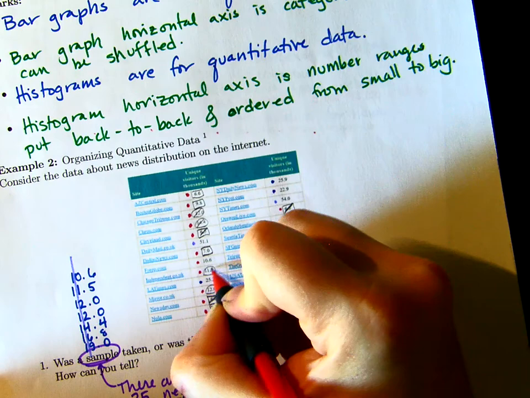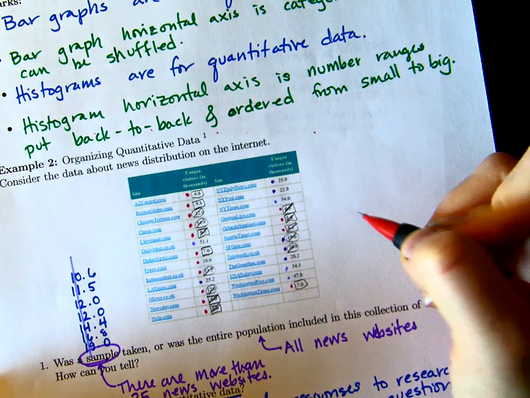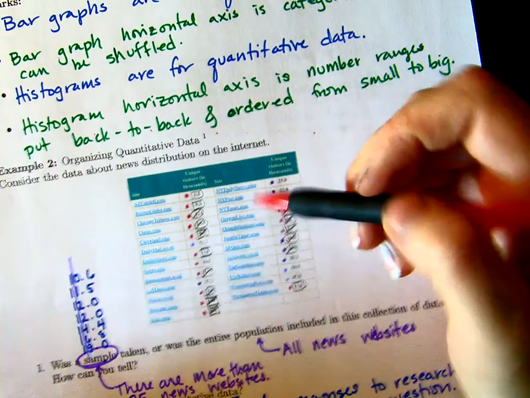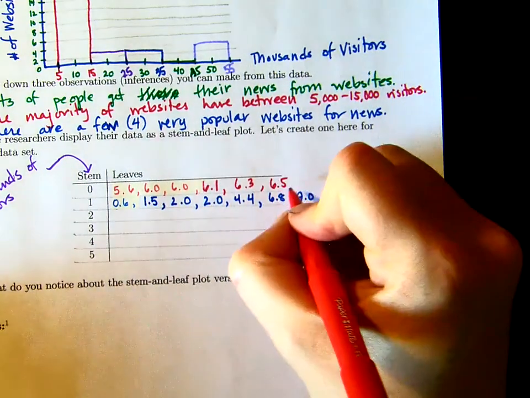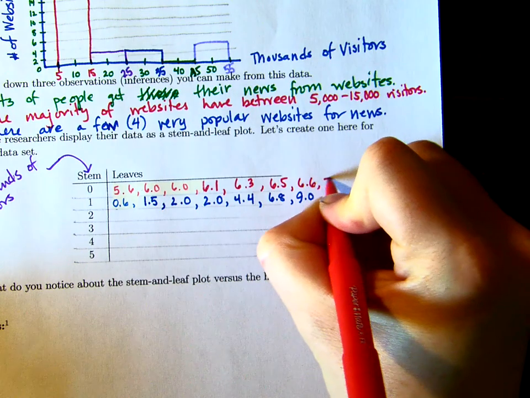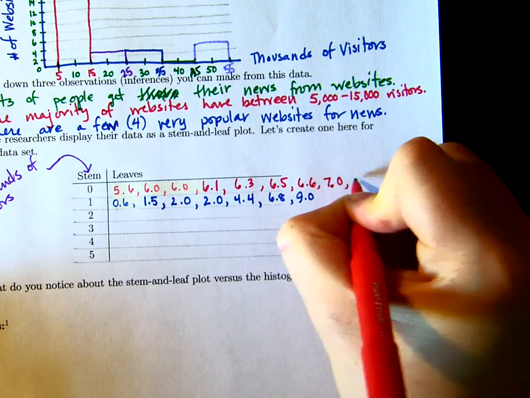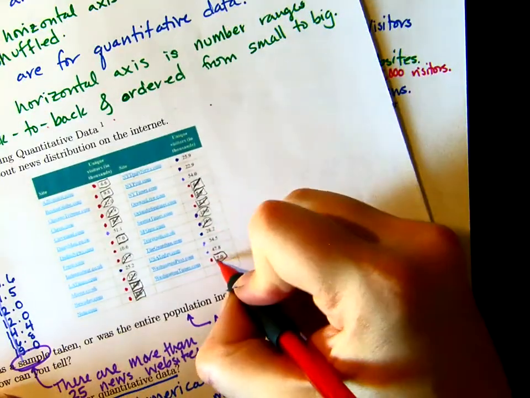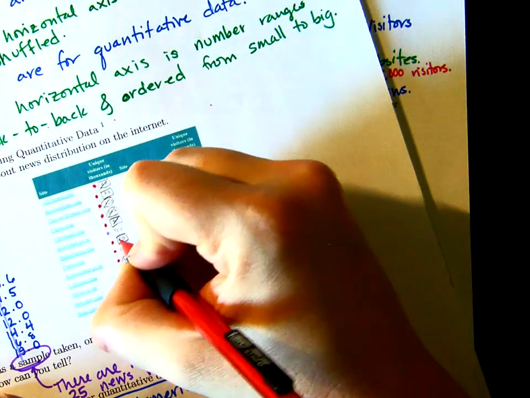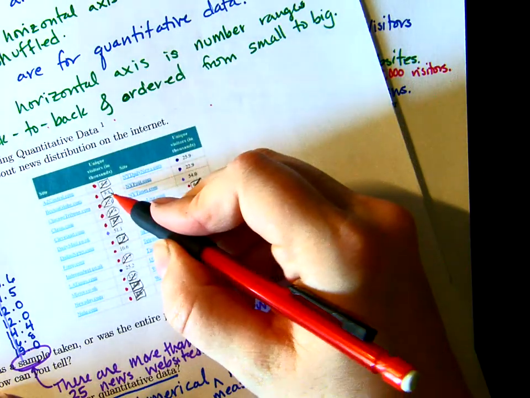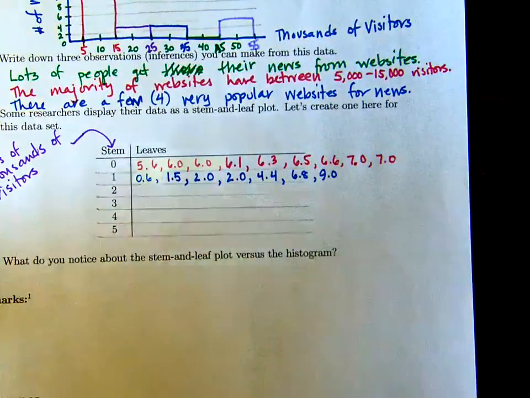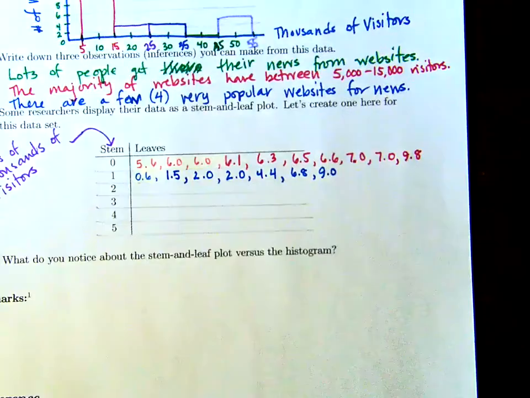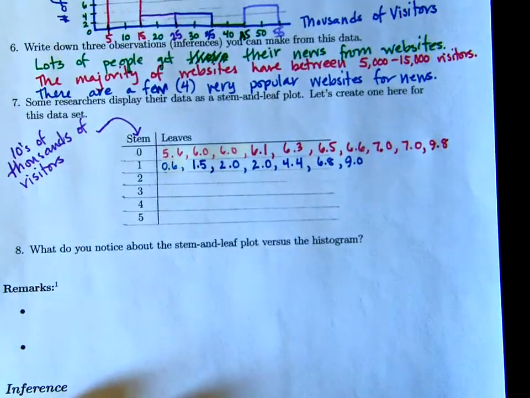Okay, all of these circled ones have already been done. So I'm just going to cross them off. Like, done with you. I see a 6.6, then 2 7s. 7, 6.6, 7. And then I have a 9.8, which represents 9,800. Got it.